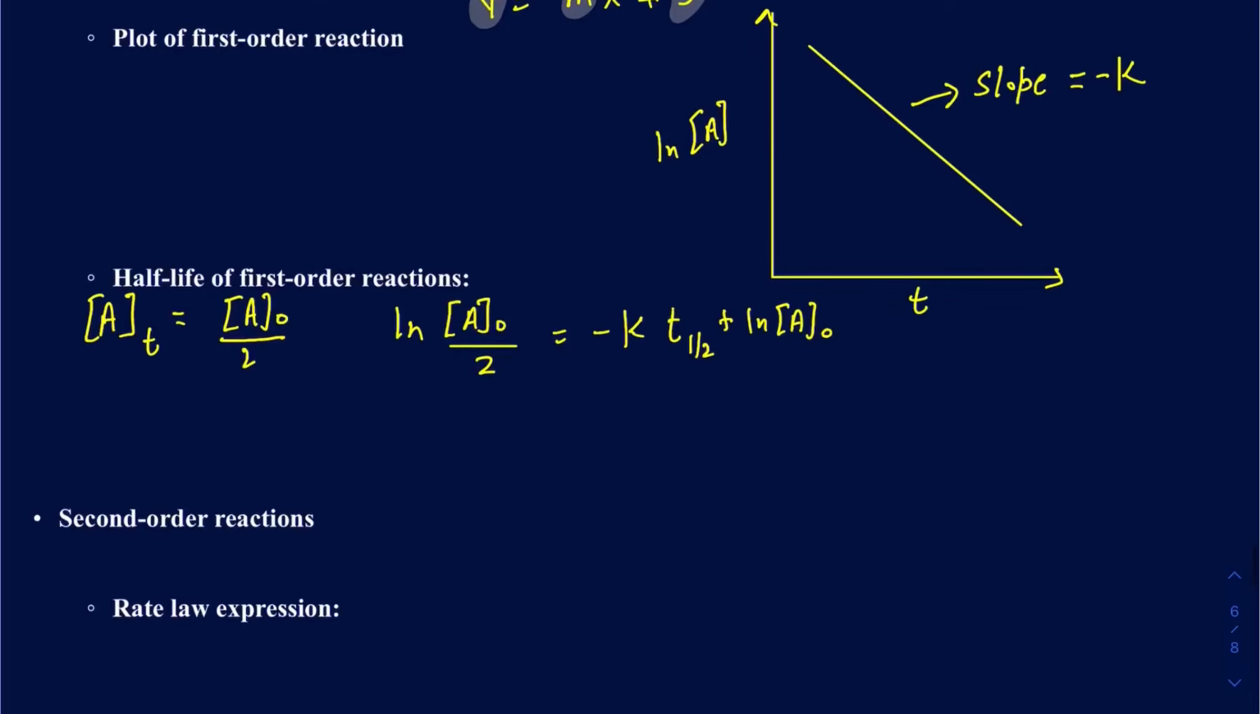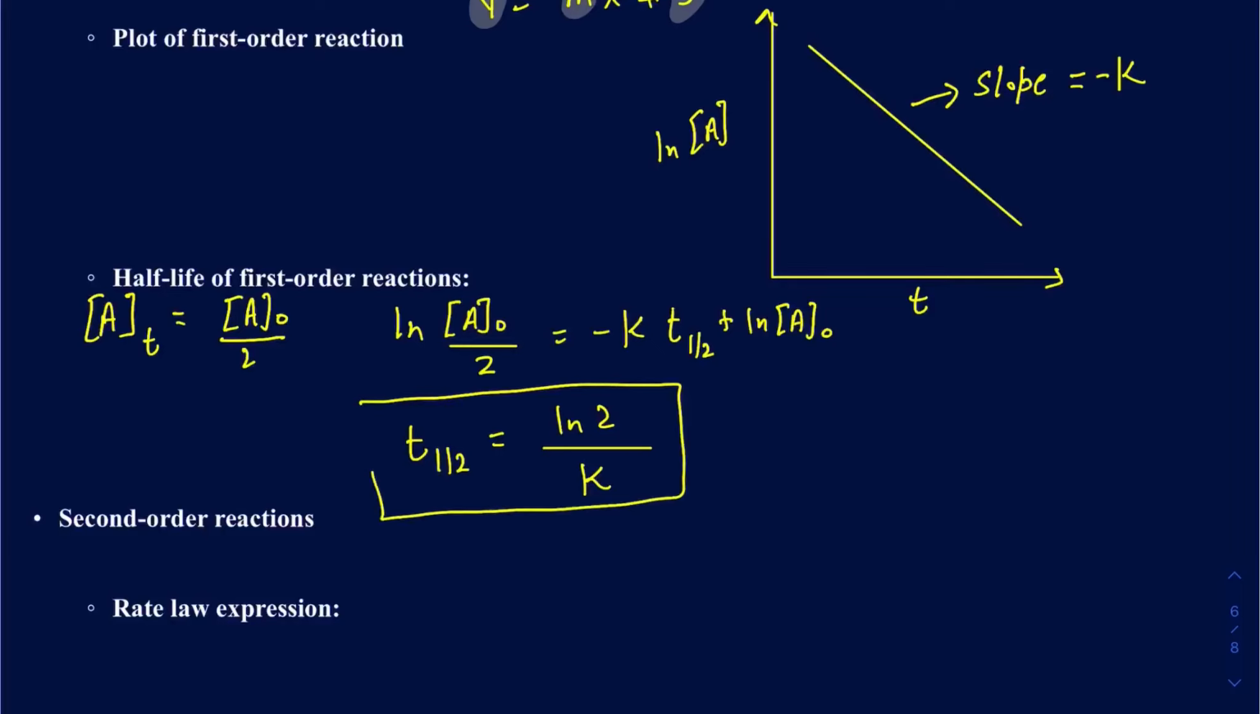At the end of the day, your t half is actually going to be equal to natural log of 2 divided by k. So that's the equation you want to make sure you can memorize.